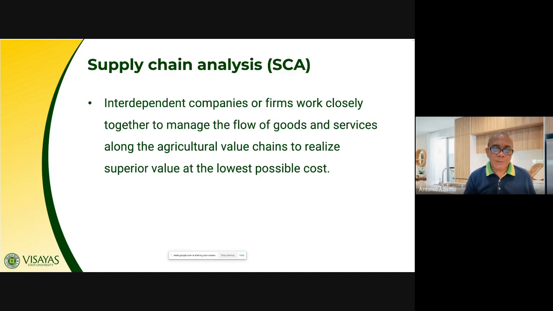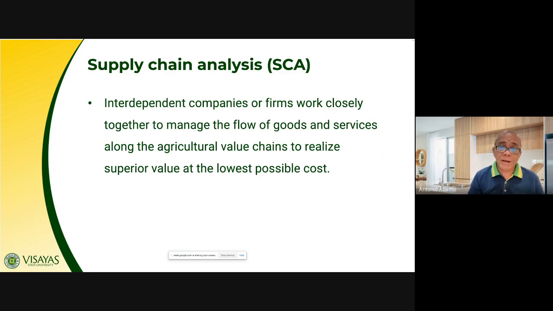Remember, in supply chain analysis, underscore the phrase flow of goods and services. The flow of physical goods and services along the value chain allows us to develop superior value at the lowest possible cost. So there are two things in this analysis. One, supply chain analysis involves the physical flow of goods, and of course, we also assess the effectiveness or efficiency of the supply chain. We choose the channel where the goods are flowing that will generate the lowest possible cost.